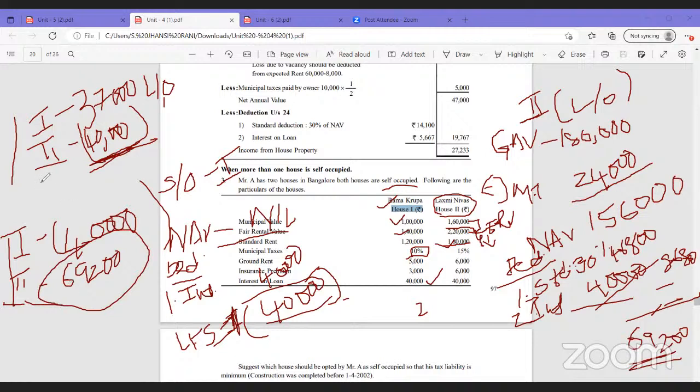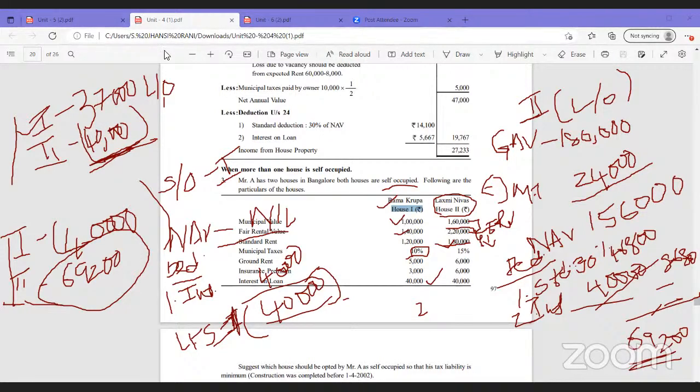So I will suggest that house 1 can be taken as the let out house and house 2 will be taken as the self-occupied house. This is how we do the income from house property problems. Okay, ma'am. Now we move to the next topic.